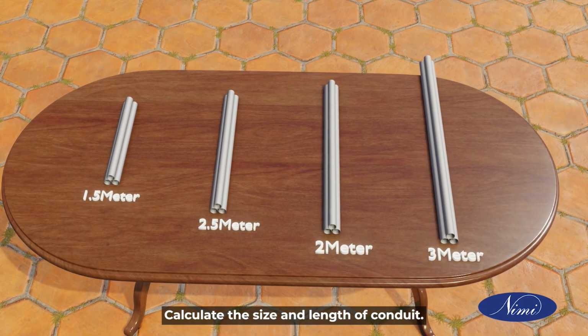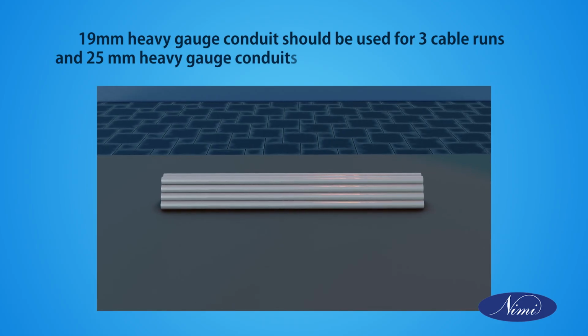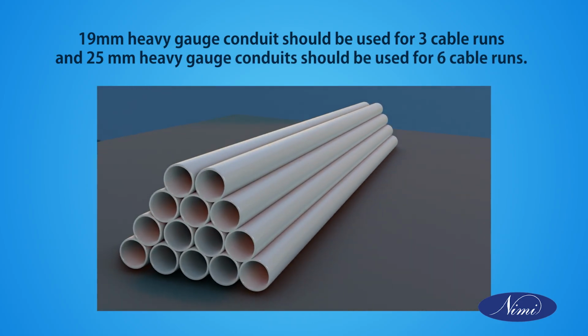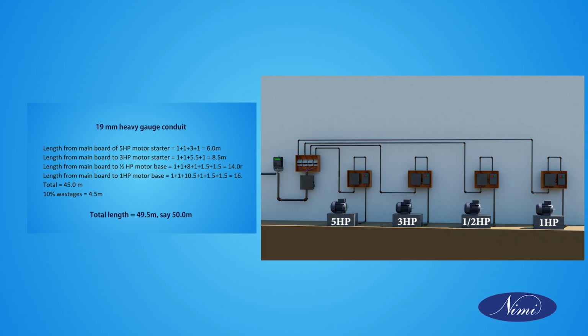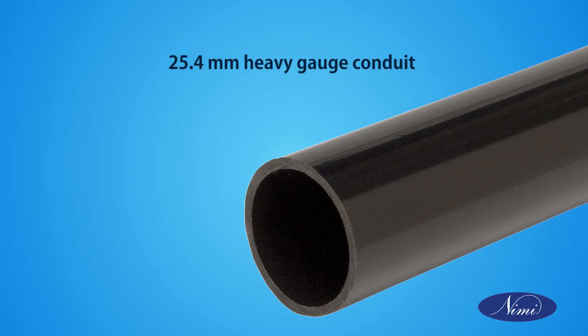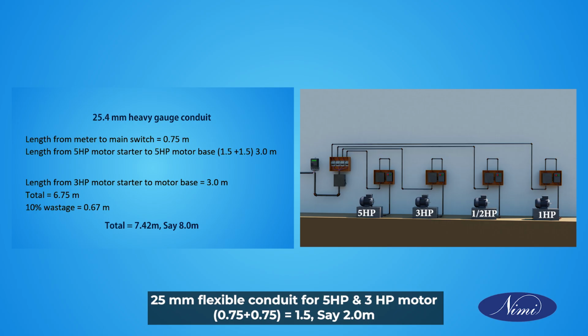Calculate the size and length of conduit. 19 mm heavy gauge conduit should be used for 3 cable runs and 25 mm heavy gauge conduits should be used for 6 cable runs. 19 mm heavy gauge conduit: total length is equal to 49.5 meter, say 50 meter. 25.4 mm heavy gauge conduit: total 7.42 meter, say 8.0 meter. 25 mm flexible conduit for 5 HP and 3 HP motor: 0.75 plus 0.75 is equal to 1.5, say 2.0 meter.